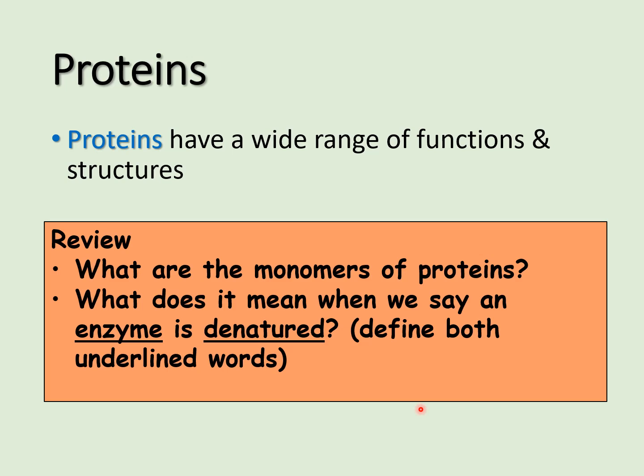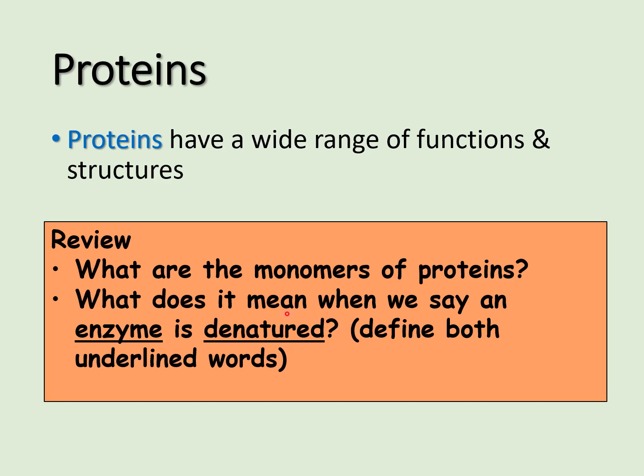So hopefully you paused the video and were able to come up with some answers. So what are the monomers of proteins? We call them peptides, right? So those are our amino acids. So amino acids are peptides, and we bind multiple amino acids or multiple peptides together to form these polypeptides. And we put those polypeptides together to create proteins.